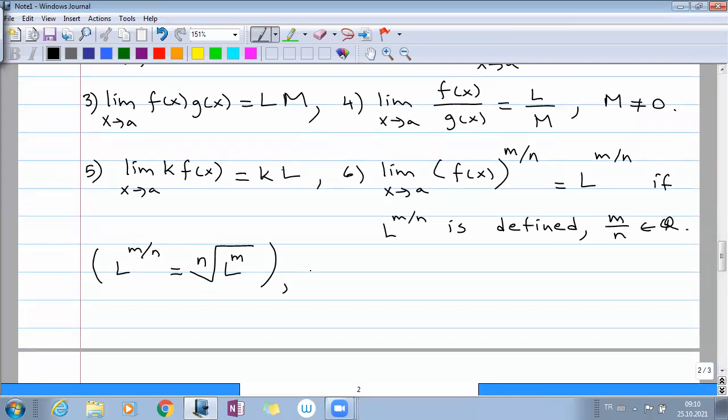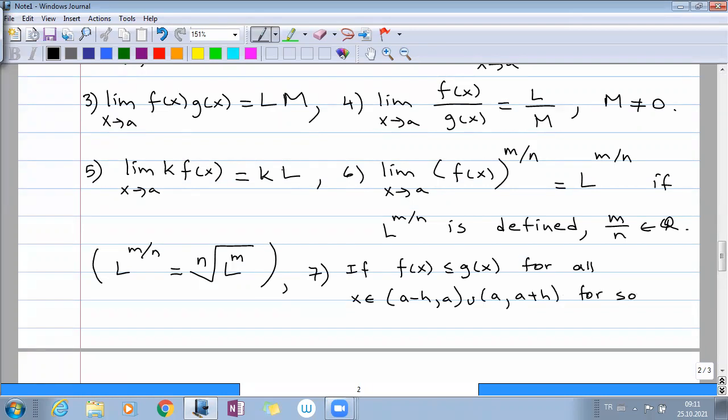And another thing, the limit respects the order. So if the function f is less than or equal to the function g, I'm going to use my interval with h again, for all x in a minus h to a union a to a plus h for some positive h, then the limit of f is less than or equal to the limit of g.